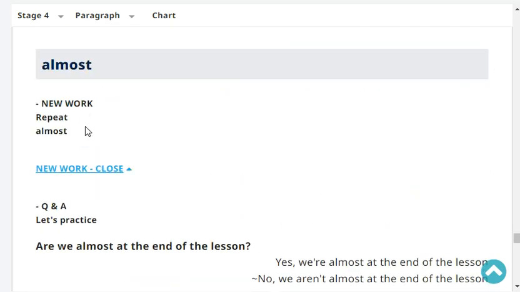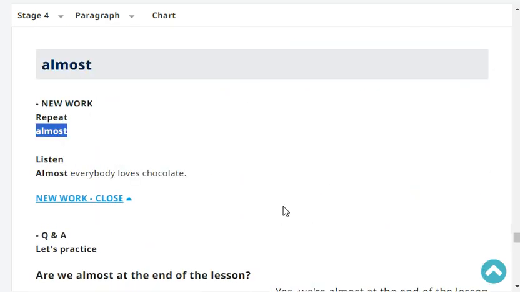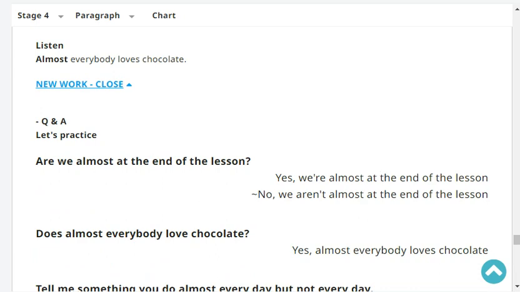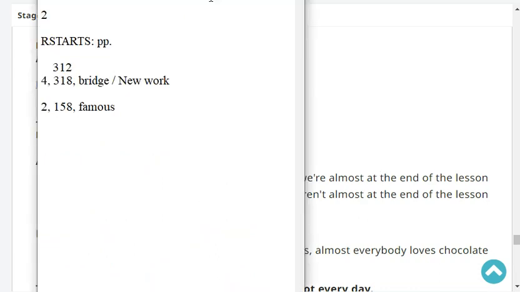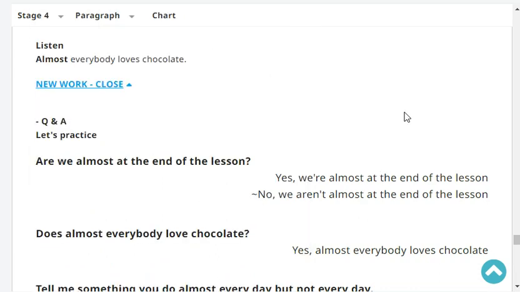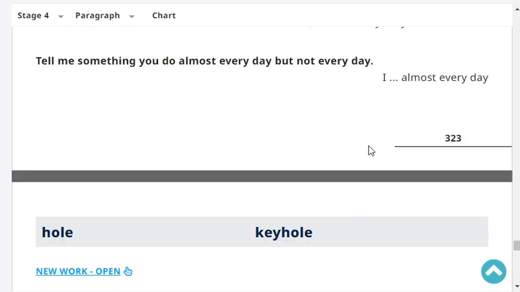Okay, next repeat. Almost. Okay, so almost everybody loves chocolate. Are we almost at the end of the lesson? Yes, we're almost at the end of the lesson. Does almost everybody love chocolate? Yes, almost everybody loves chocolate.